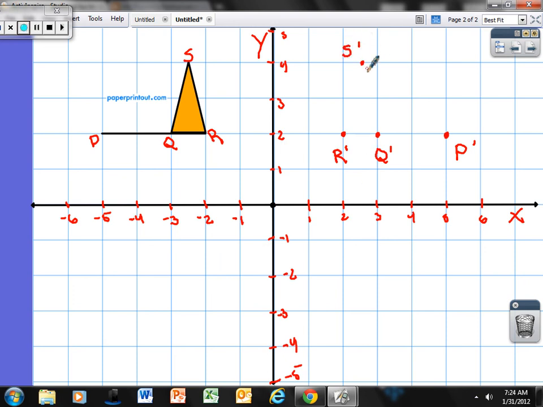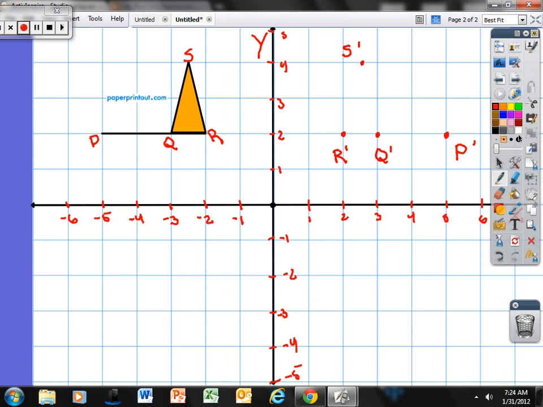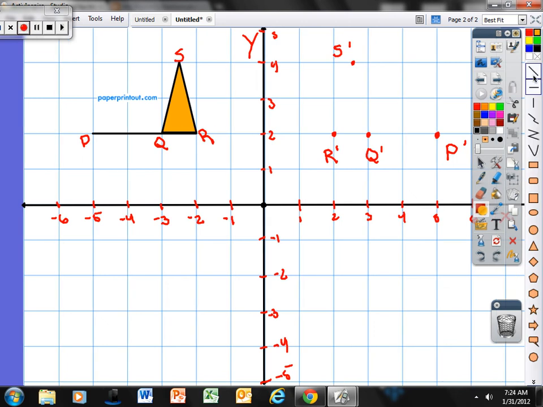I'll now connect these points. If you need a straight edge for the assessment, please use some. I have geometry templates right there by the sink. You're more than welcome to grab one.